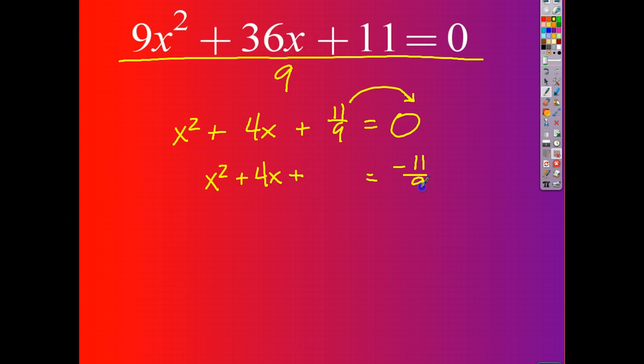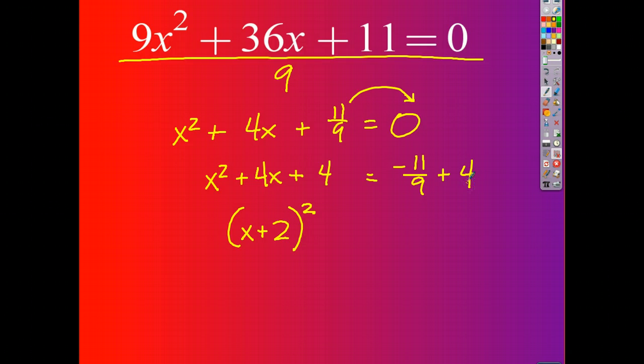Okay. Now let's go ahead and let's complete the square. Okay. So we're going to look here. 4. You take half of that. So we're going to say x plus half of this is 2. And we're going to say that's squared. Okay, then we take 2 and square it, and we get 4. And we're going to add 4. So then let's go ahead and add 4 to this side. Okay, now we've completed the square.